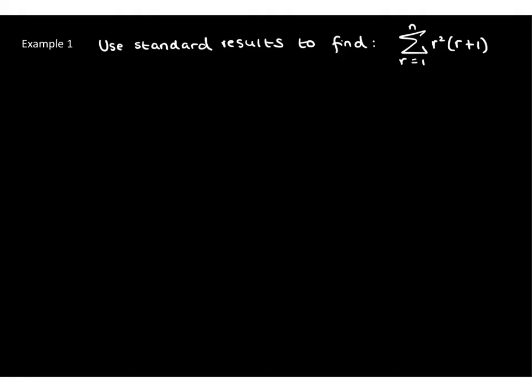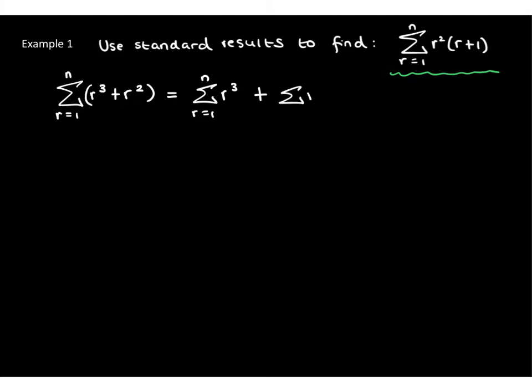So let's take a look at an example. We're going to use standard results to find this summation here. So the first thing I'm going to do is expand my brackets. So we are finding the sum of r cubed plus r squared between r equals 1 and n. Now we can split this up into 2 summations, the sum of r cubed between r equals 1 and n, and the sum of r squared between r equals 1 and n.